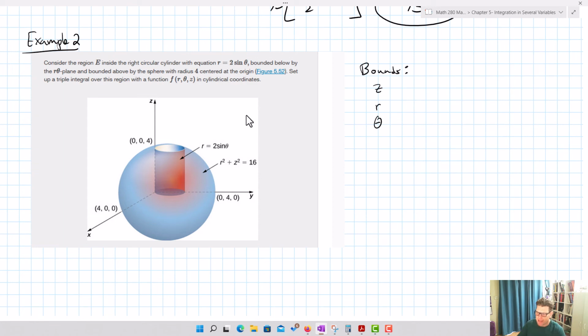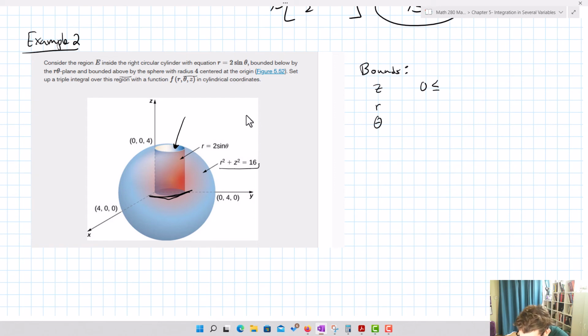So let's first take a look. It's going to be this cylinder right here, that's the region we're going to be looking at. Z is going to be bounded below by 0. So we're going to go from 0 less than or equal to z, and it says bounded above by the sphere with radius 4 centered at the origin. The equation for a sphere is going to be r squared plus z squared equals 16 for that centered at the origin.